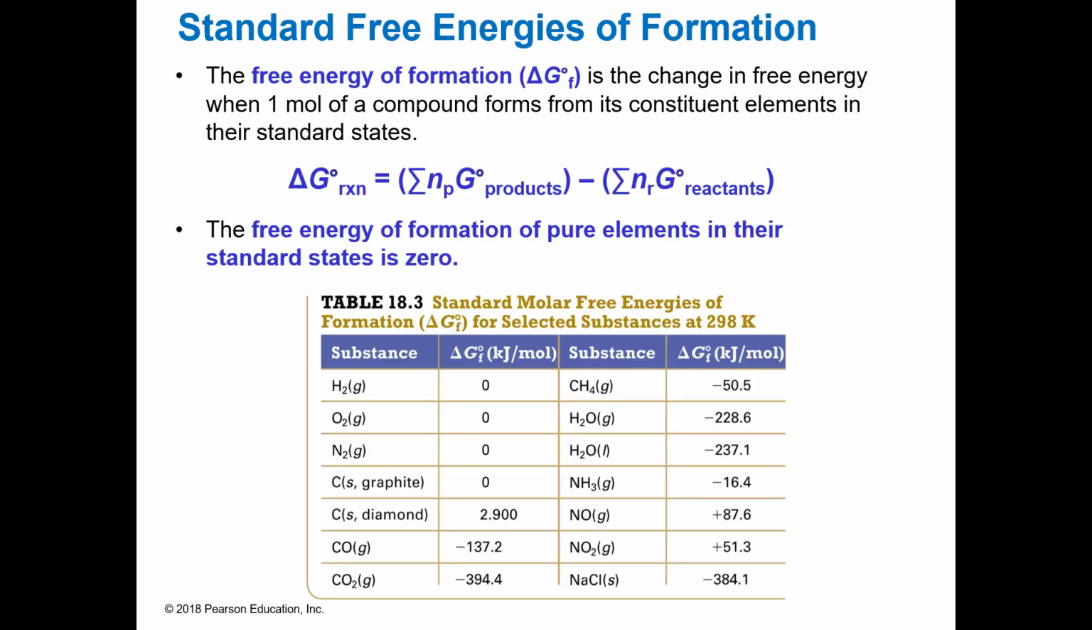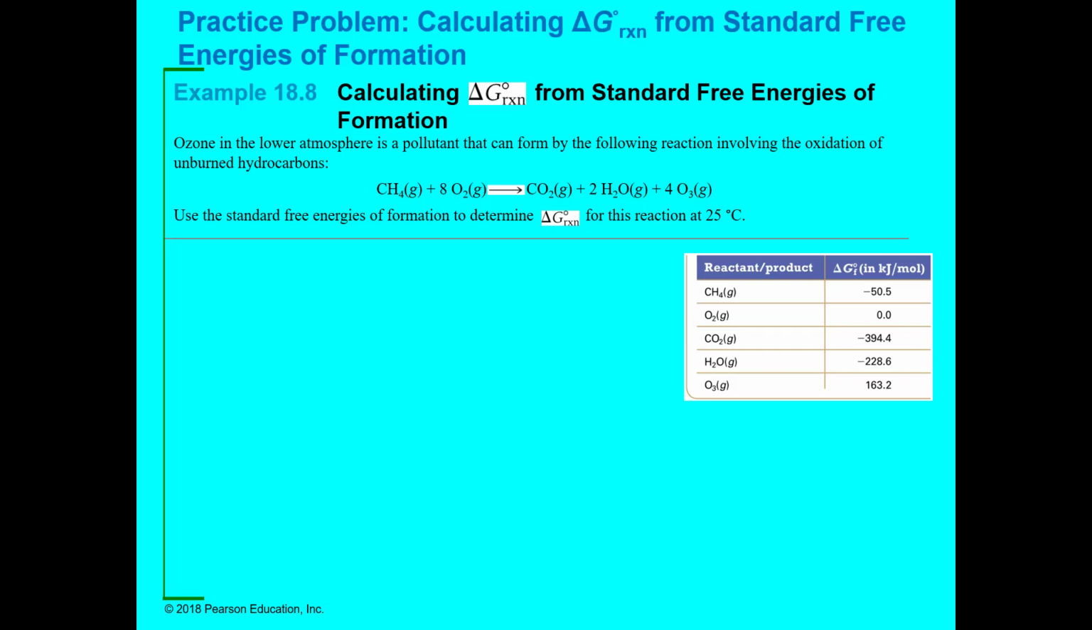All right. So free energy of formation, we said the delta G zero of the reaction is the sum of all the products minus the reactants. We've already done this. Free energy of formation of pure elements is zero. Just like when we saw the delta H's, the delta G zero of anything in its elemental form is also going to be 0.